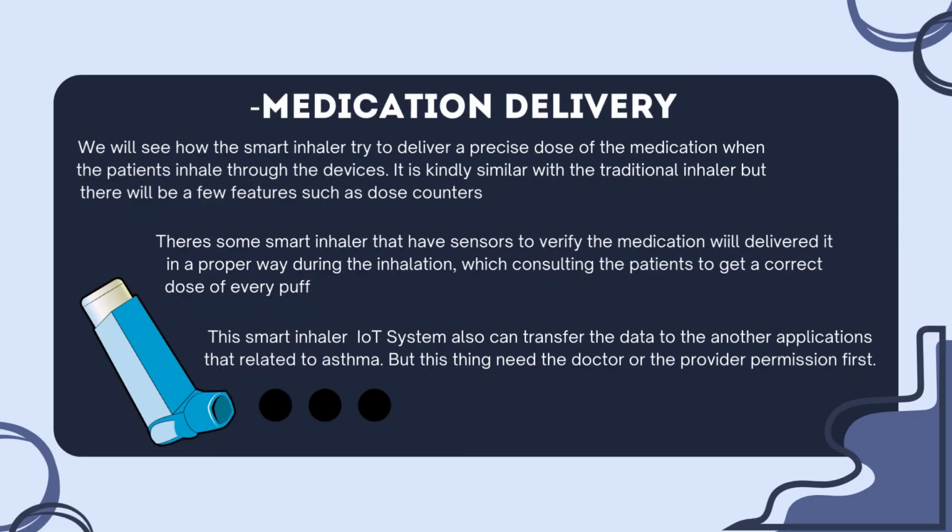Medication delivery. For medication delivery, we will see how the smart inhaler tries to deliver a precise dose of the medication when the patient inhales through the device. It is kind of similar to the traditional inhaler, but there will be a few features such as dose counters. There are some smart inhalers that have sensors to verify that the medication is delivered in a proper way during the inhalation, helping the patient to get a correct dose of every puff. The smart inhaler IoT system can also transfer the data to another application related to asthma, but they still need the doctor to provide the permission first.